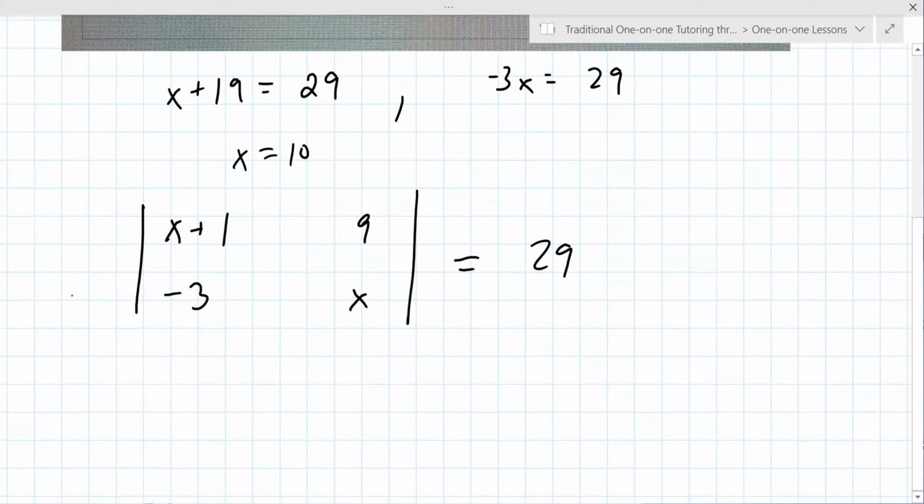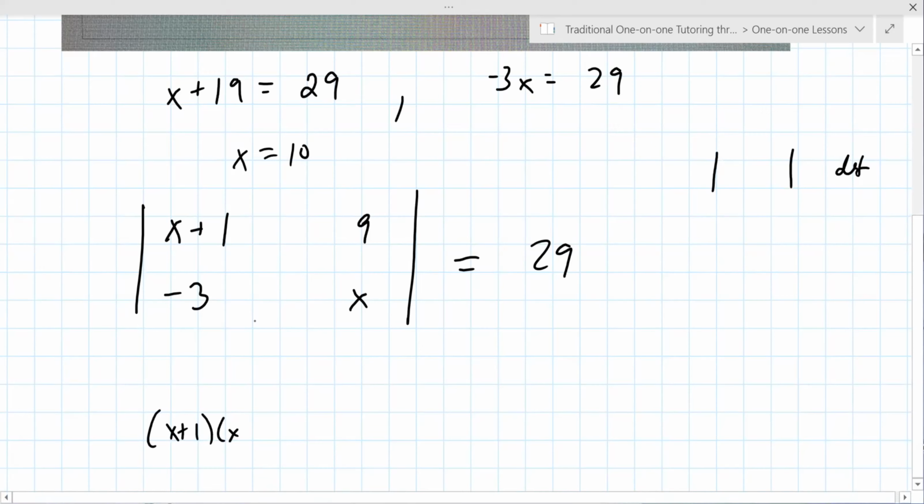So it's the determinant. This thing means determinant in this notation, these vertical bars. And so this means determinant. So that is x plus 1 times x, diagonally multiply, minus -3 times 9 equals 29.